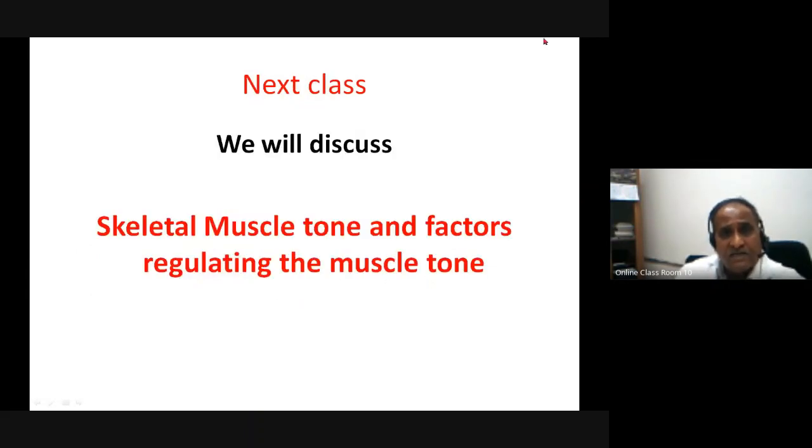Okay, then in the next class, we will discuss skeletal muscle tone and factors regulating the muscle tone. Also, we will try to differentiate between spasticity and rigidity in the next class.